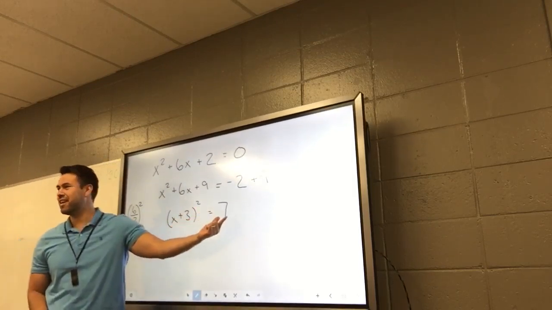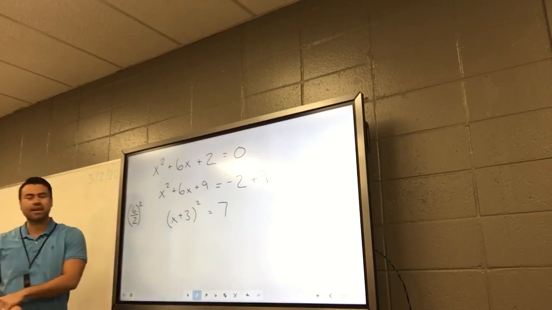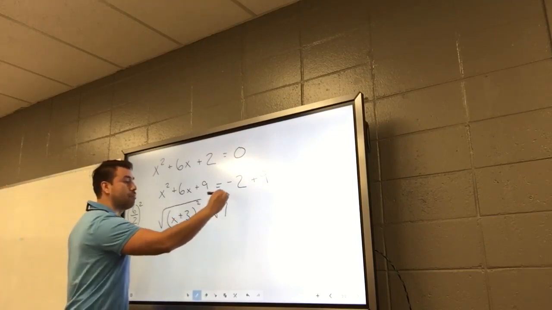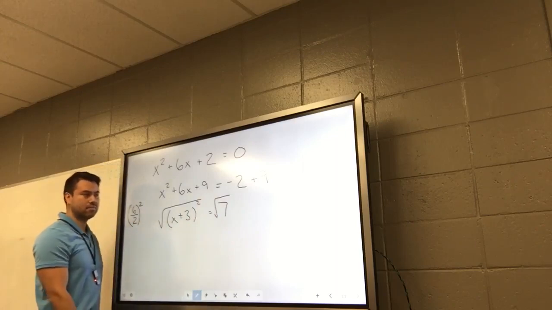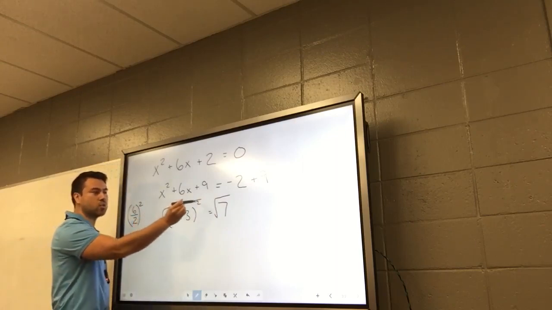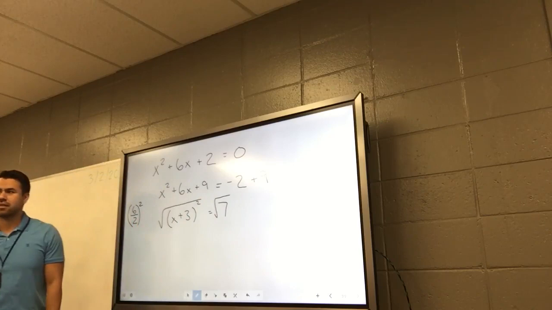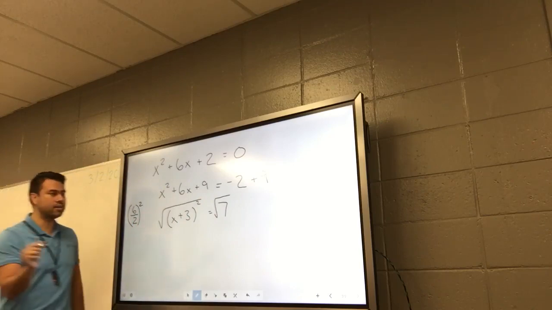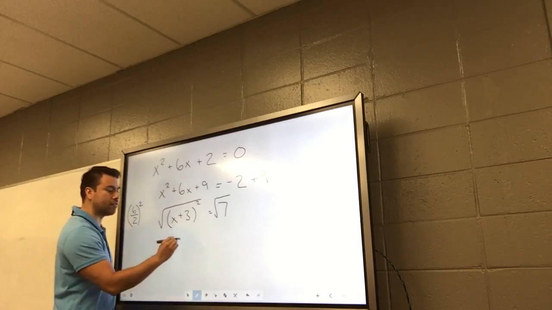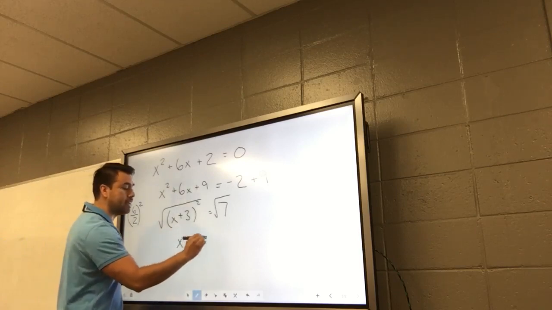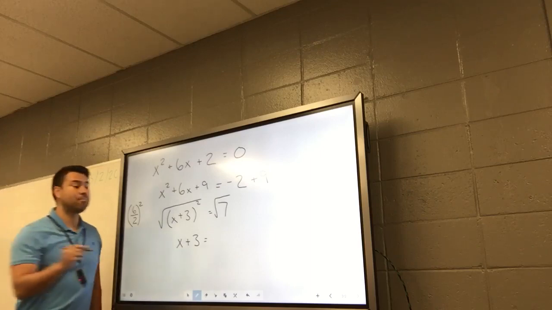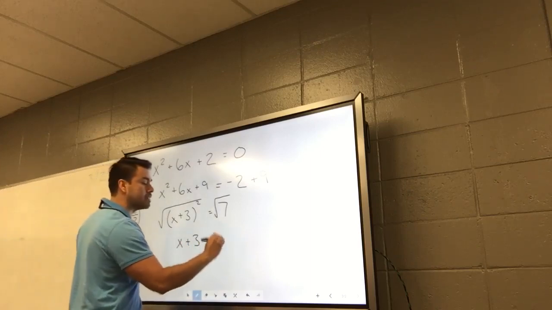No fractions. Yay. But what do you have to do to solve for x still? Take the square root of both sides. What does a square root and a square do to each other? Because they're inverse operations like adding and subtracting, multiplying, dividing, they undo each other. So I'm left with x plus 3 equals, say it the right way, plus or minus the square root of 7.